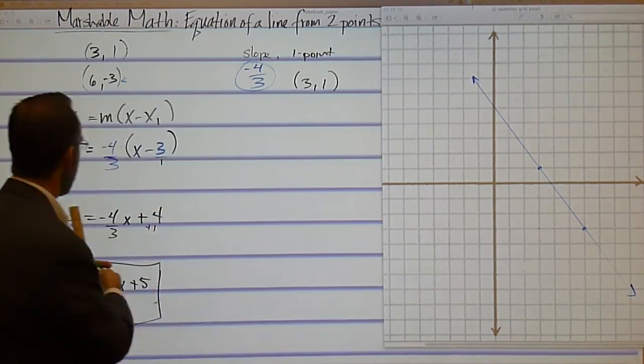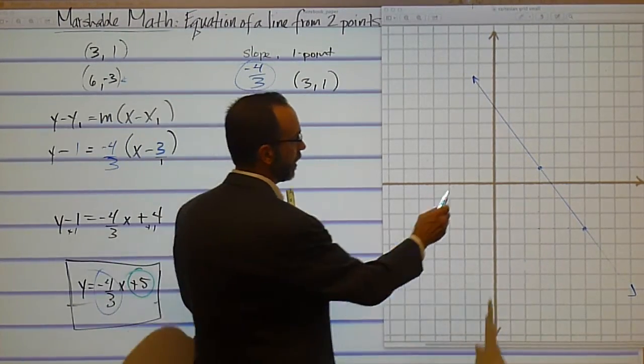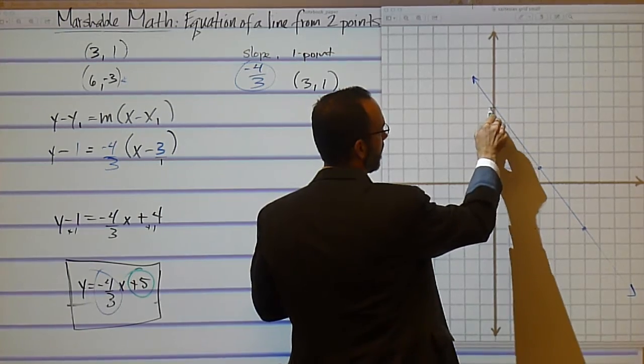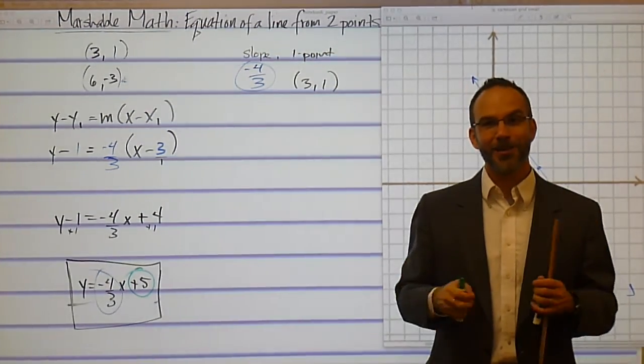But check this out. Remember last time we talked about this being the y-intercept? That's where it crosses the y-axis. It should cross it at 5. Look, 1, 2, 3, 4. Bingo. There it is. See? It all comes together. All right?